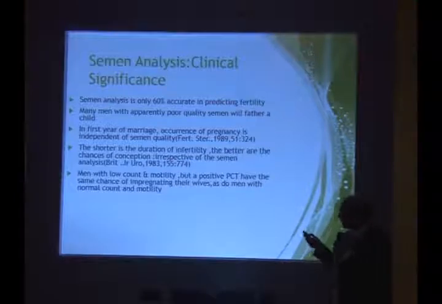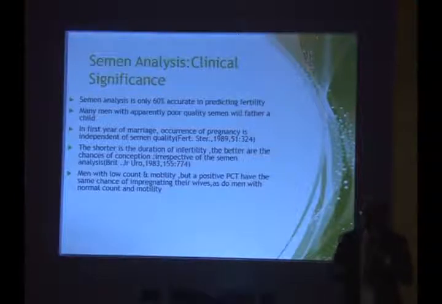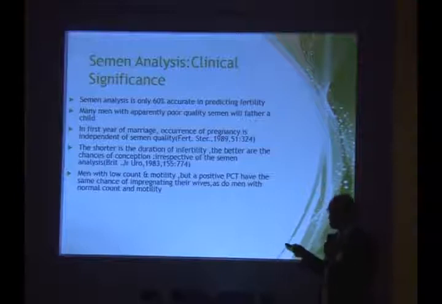So if the duration of infertility is very high in spite of the count being normal, you know that there is some problem either in the semen or some problem in the wife which you have not picked up, whether she has ovulation difficulties or cervical mucus hostility.